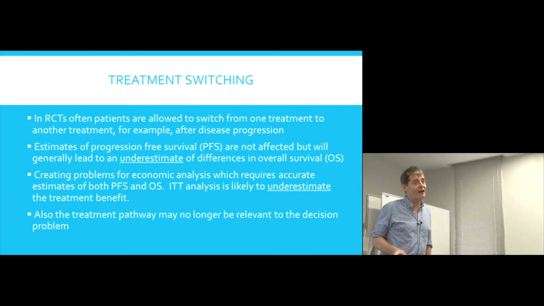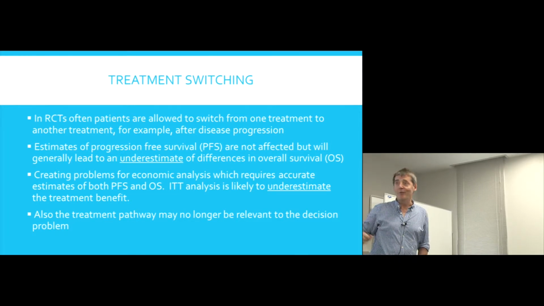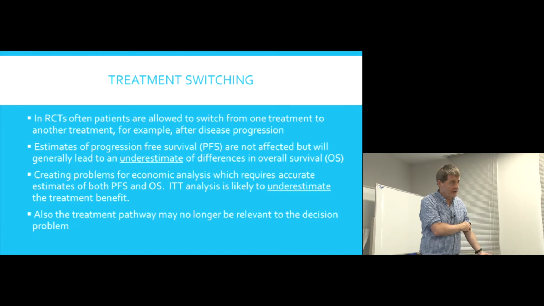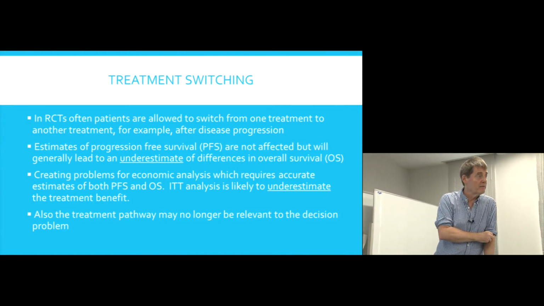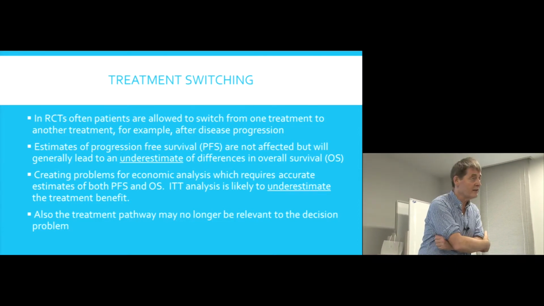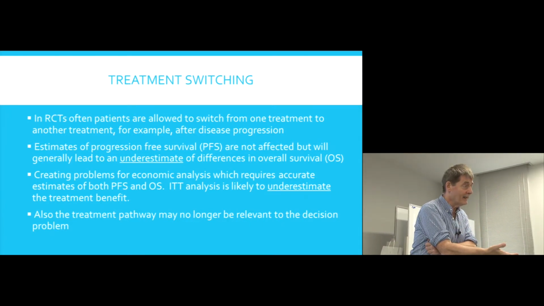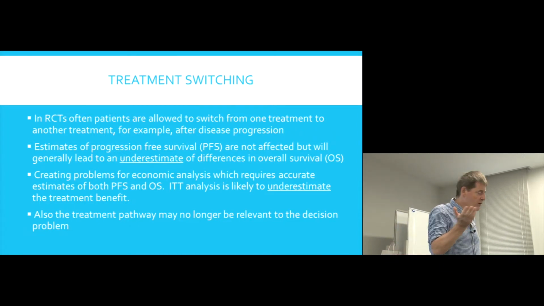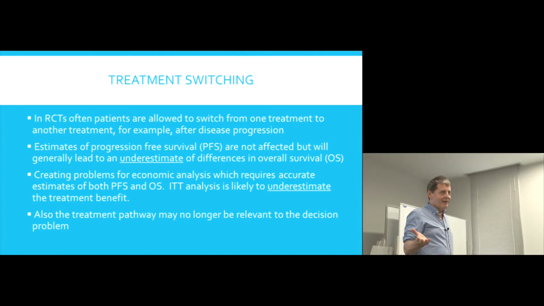Now, as if that's not enough of a problem, we then come to another problem, and it's called treatment switching. In randomized controlled trials, patients are frequently allowed to switch treatment. For example, when their disease progresses, they'll stop getting the treatment they were getting and they may well be offered the alternative treatment. Now, this is perfectly reasonable. It's almost like punishing the patient for coming into the trial if you don't allow them to switch. Because if they progress, that drug has not worked for them.